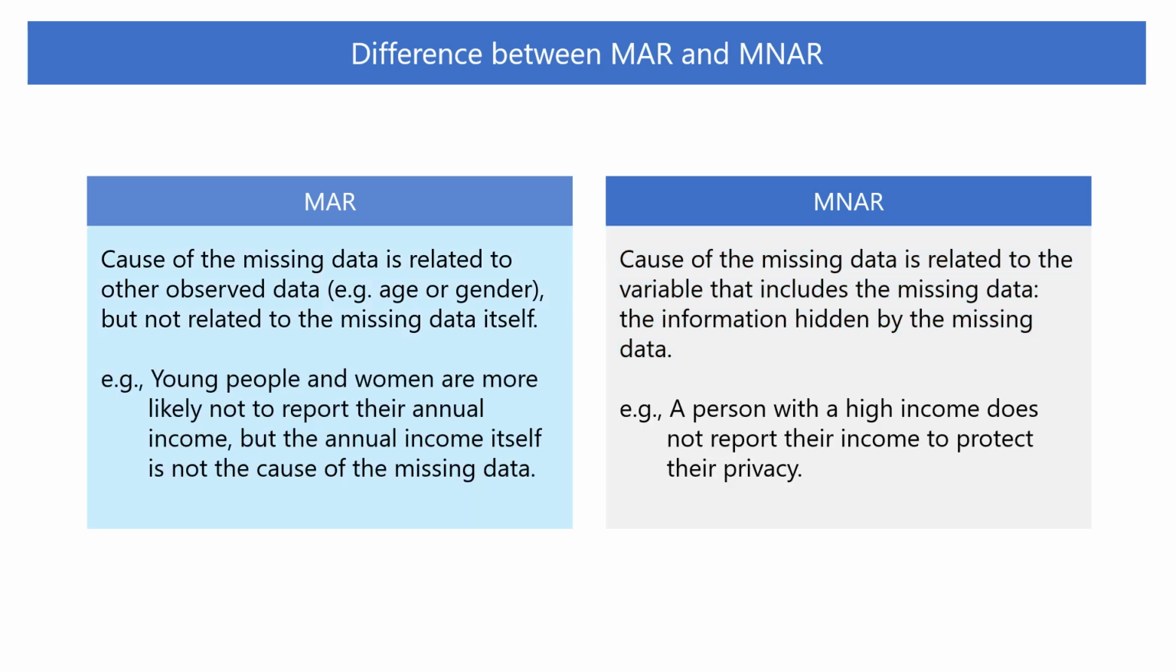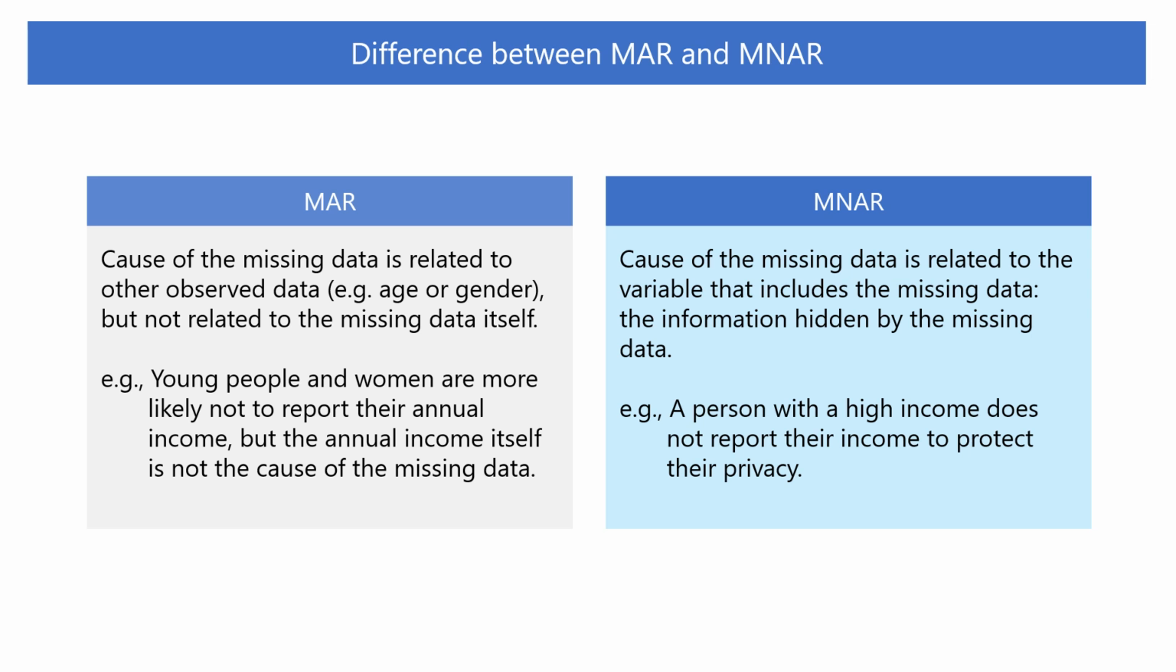An example of MAR would be a survey of annual income data, where the annual income data is missing based on other information such as age and gender. For example, young people and women are more likely not to report their annual income, but the annual income itself is not the cause of the missing data. The missing annual income data is dependent on other variables such as age and gender, but not on the annual income itself.